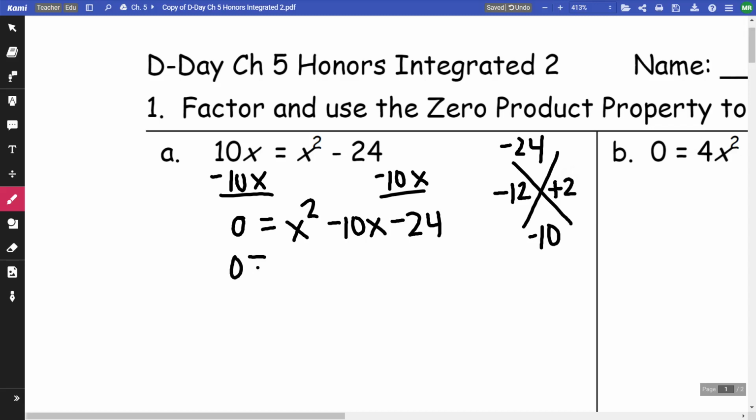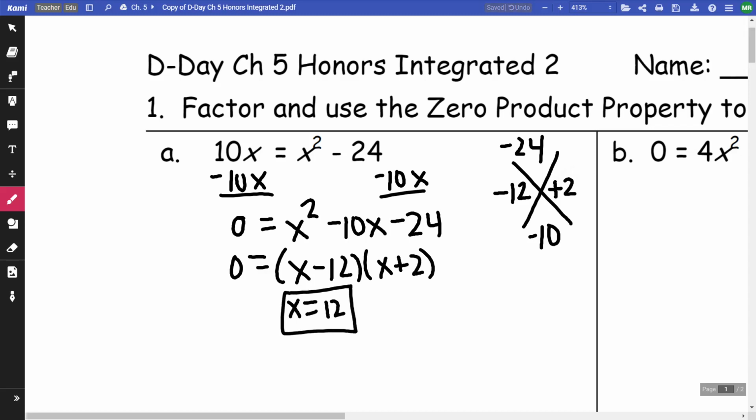So this is going to be 0 is equal to x minus 12 times x plus 2. So x is going to equal 12. That's going to be one solution. And x is equal to negative 2. That is our second solution.